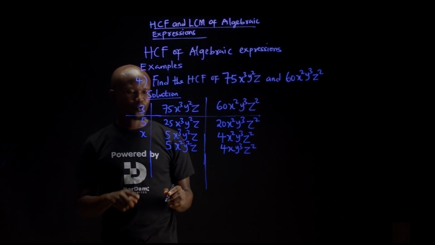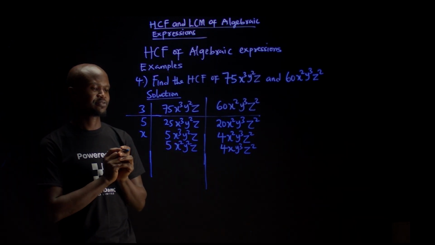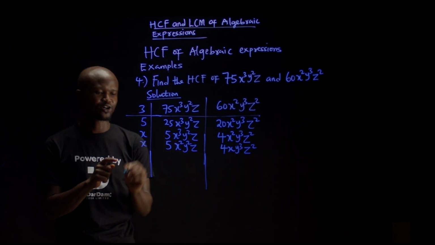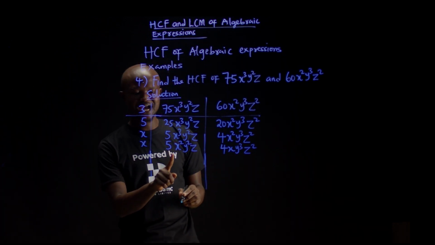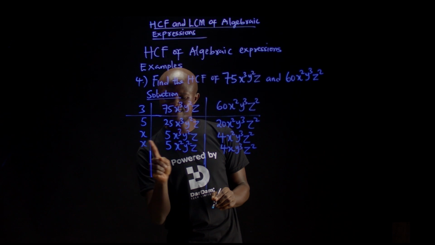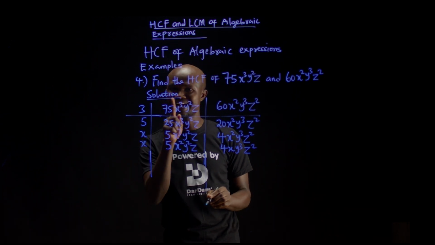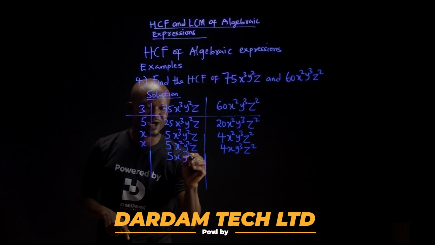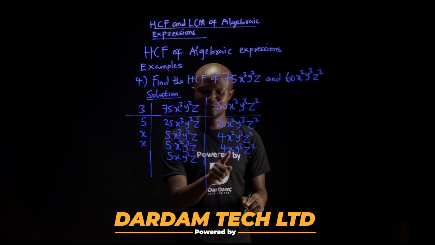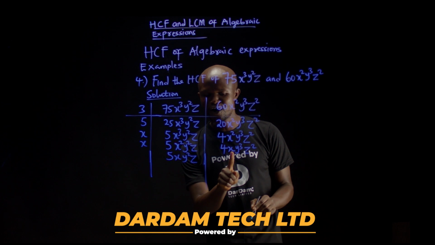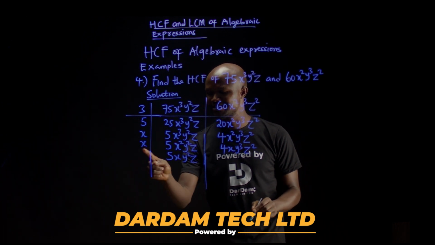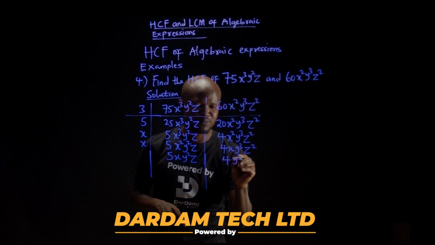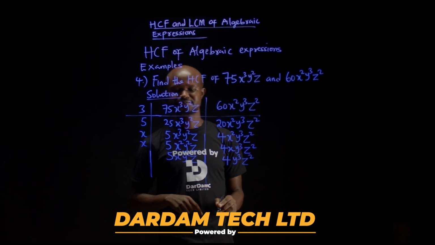Now, we still have x inside. So x is also common to both. We use x to divide also. 5x squared, that is x squared divided by x, what will you have? x. So we have 5x y squared z. Now, we have x here. 4x divided by x, x will cancel x, remain 4. So we have 4y cubed z squared.